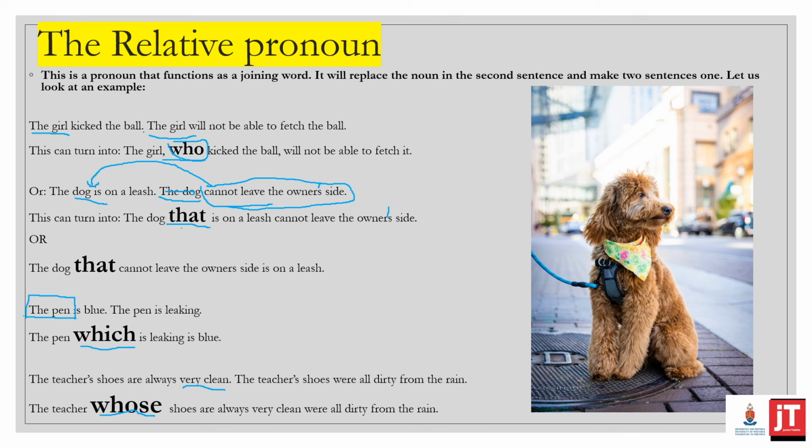Exquisitely clean? Just some words to think about. Anyway, the teacher's shoes are always very clean. The teacher's shoes were all dirty from the rain. The teacher, whose shoes are always very clean, were all dirty from the rain.